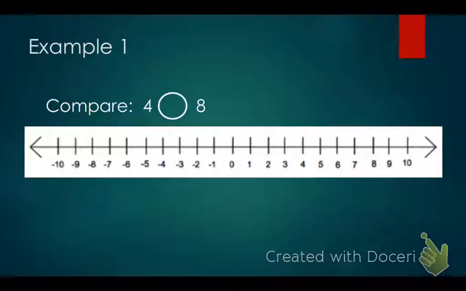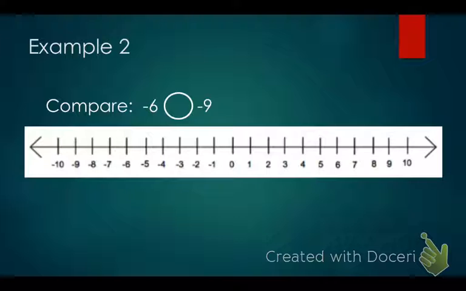Okay, so if we use our number line, we can plot 8 and 4. Obviously 8 is to the right, so this alligator mouth is going to eat the 8. Okay, next one.